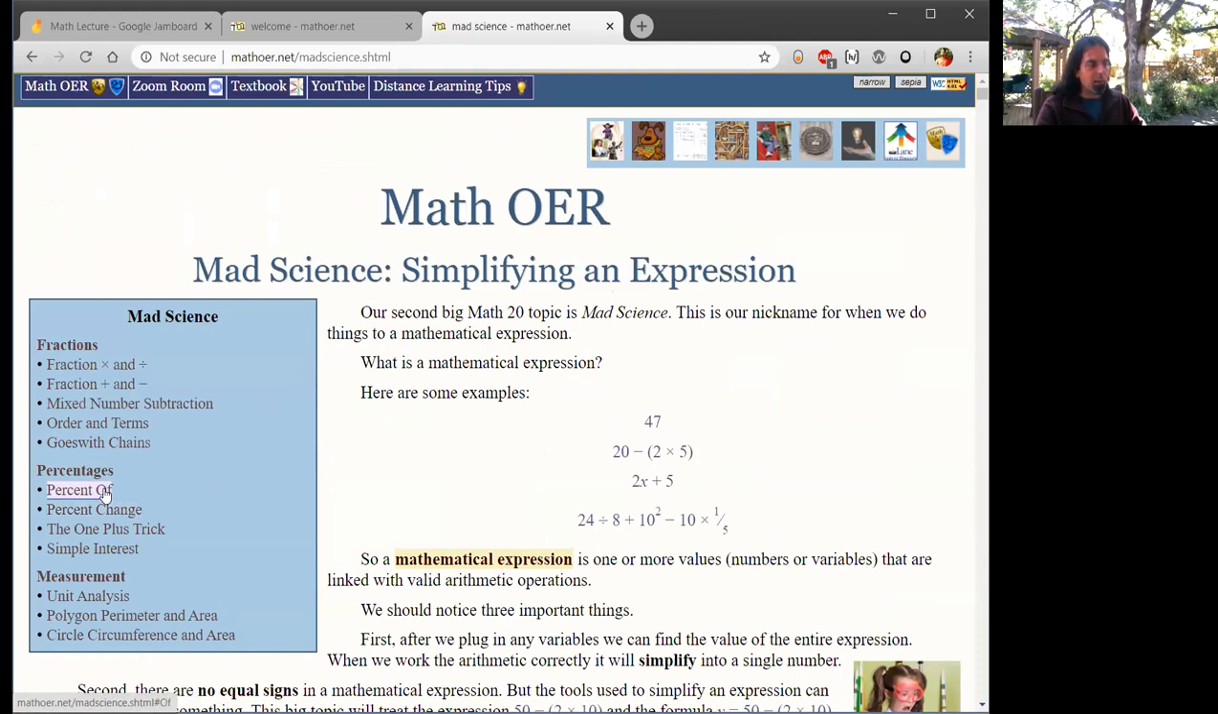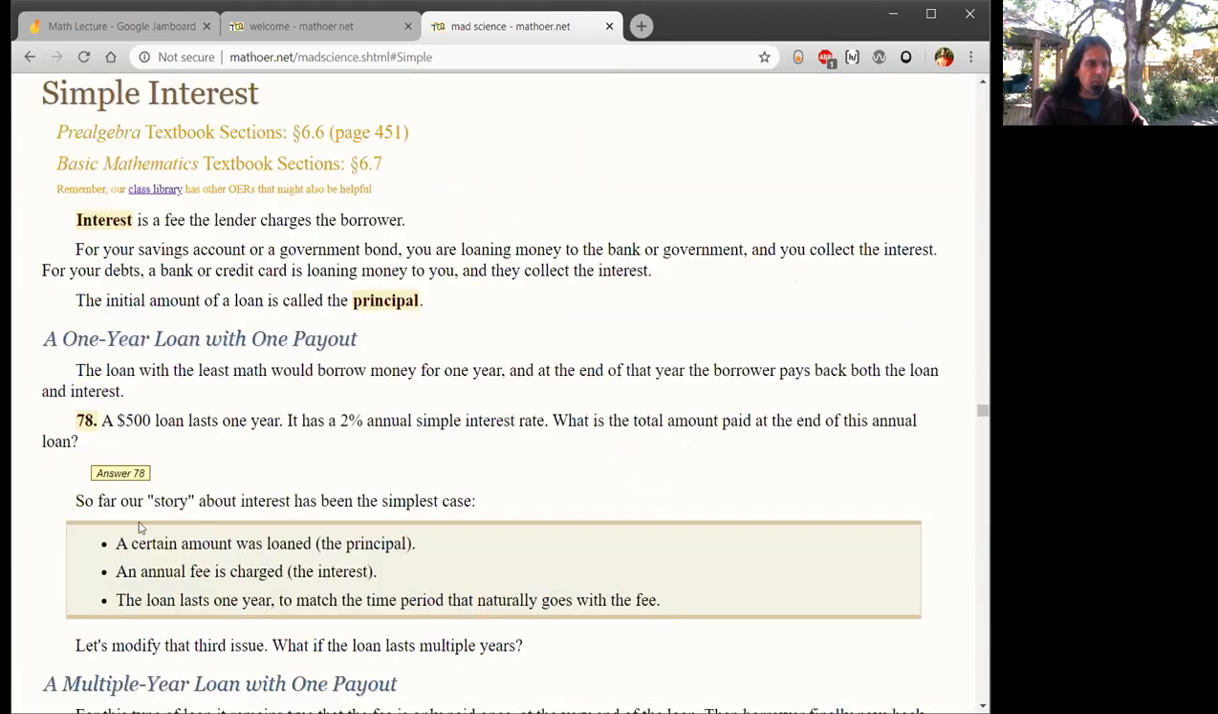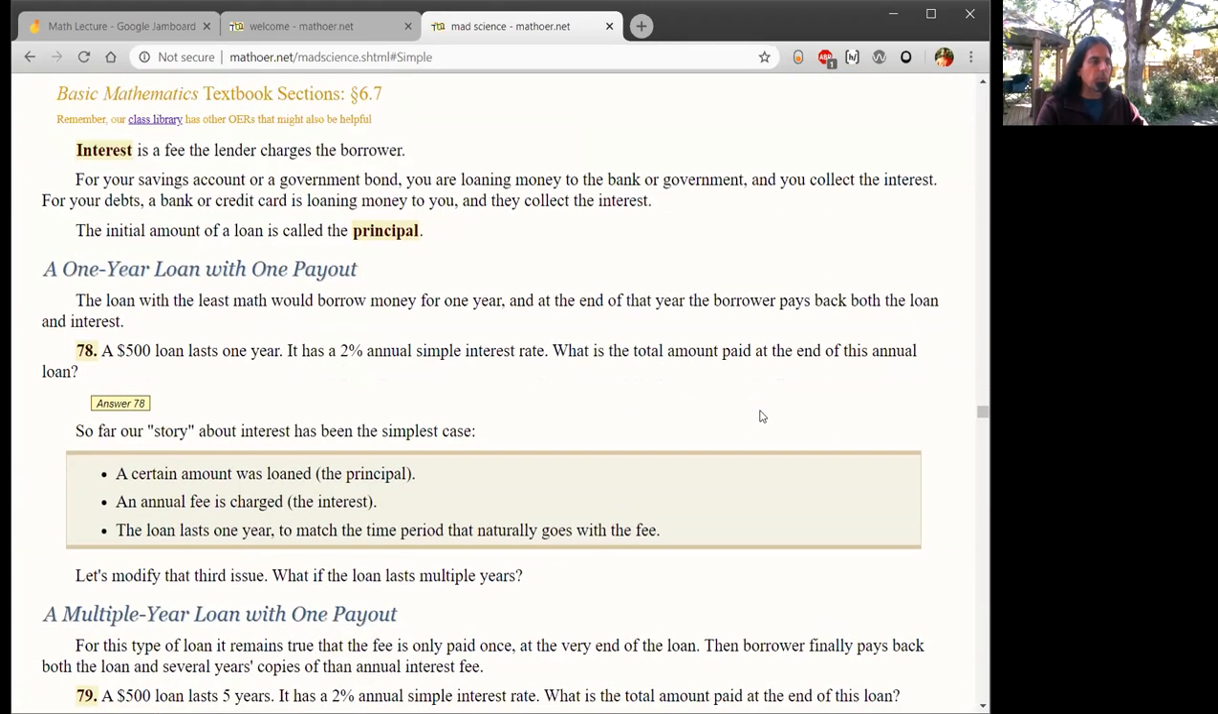So this one is I have the percentage. This one I'm looking for the percentage. We talked about the 1+ trick to make things grow by a certain percent. And now we're doing simple interest. We had started simple interest just by saying it's the same as a percent change problem.